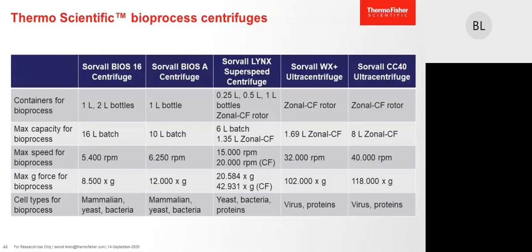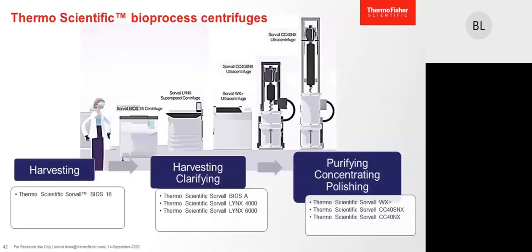The next question, what is the typical application for the Thermo Scientific Sorvall CC40NX ultra speed centrifuge, and how is it different from the other centrifuges? So the CC40 is a large scale vertical rotor centrifuge up to 120,000 G-force. So it's used to separate nano-sized particles, and it's used with density gradient, liquid-liquid separation, or pelleting, liquid-solid separation.